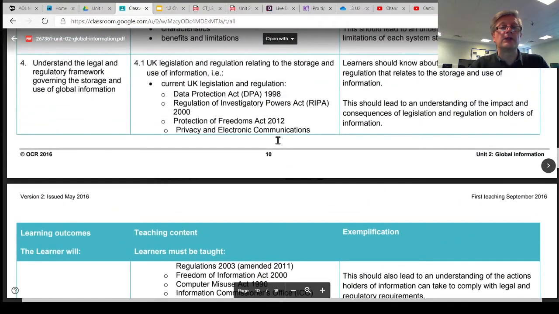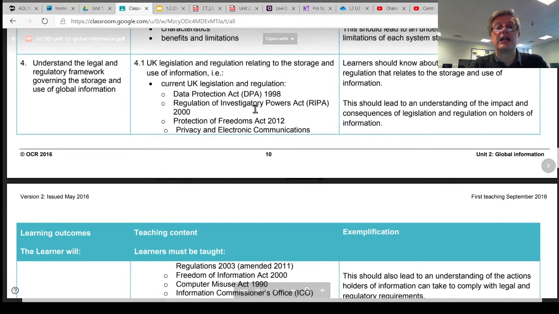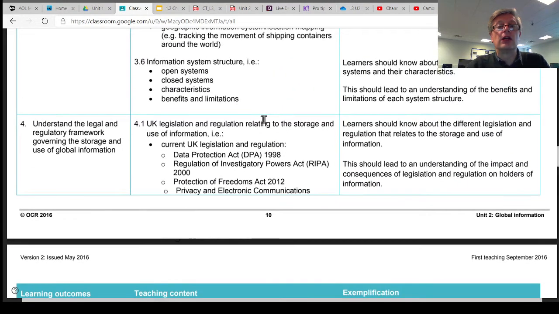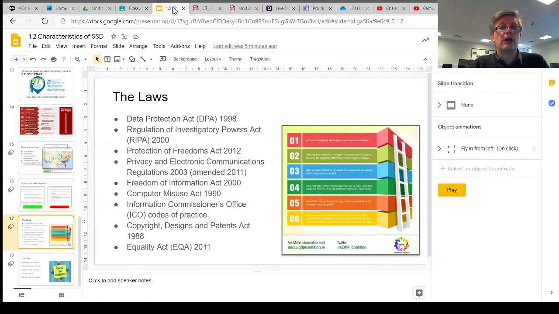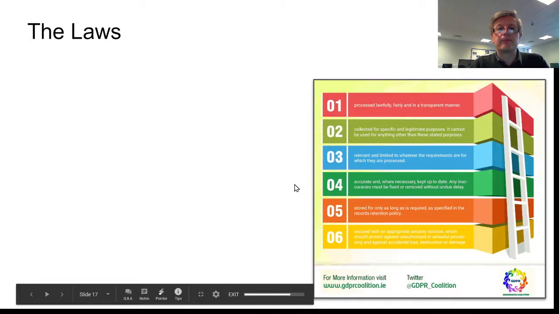Because now, especially in terms of the new Data Protection Act, it's no longer the individual who is responsible, it's the organisation. So it's a big deal for organisations that they're following these laws. So let's have a little bit of a look at what these are.